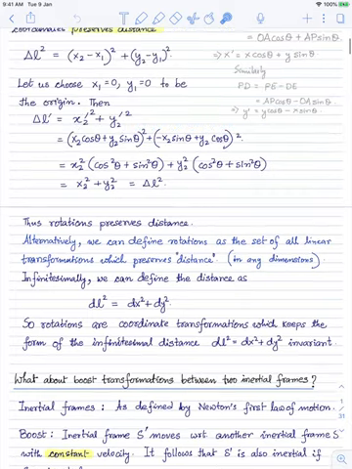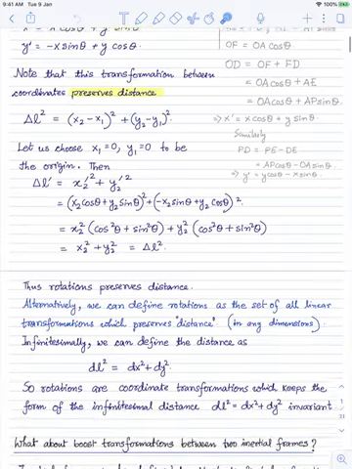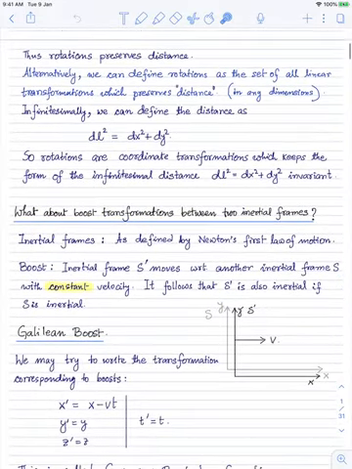So what is the idea? The idea is this is a set of linear transformations like this, and it keeps the distance invariant. And you can use that fact to actually define the set of linear transformations. So very good.